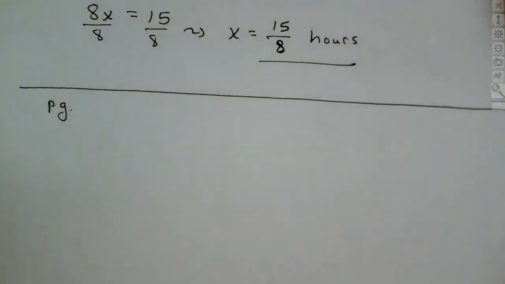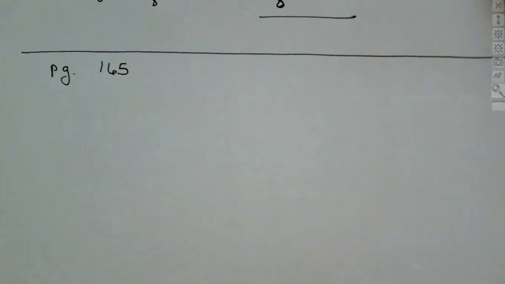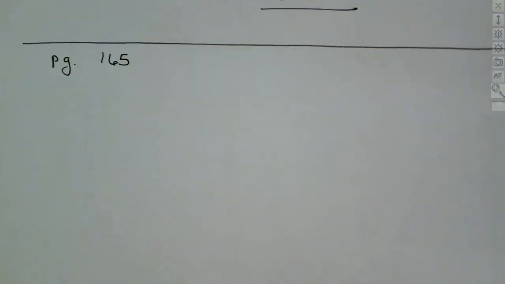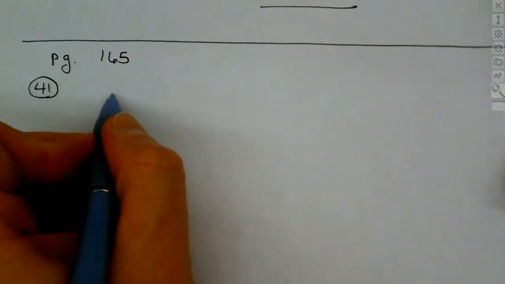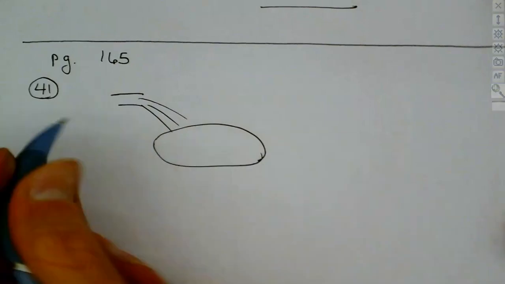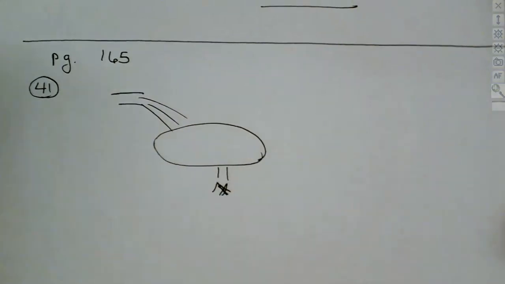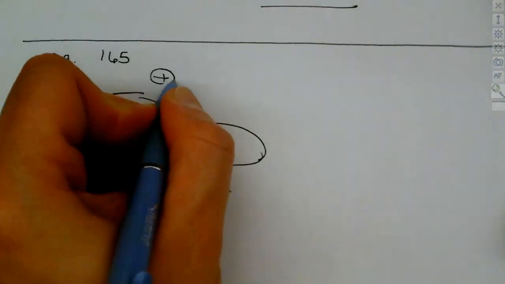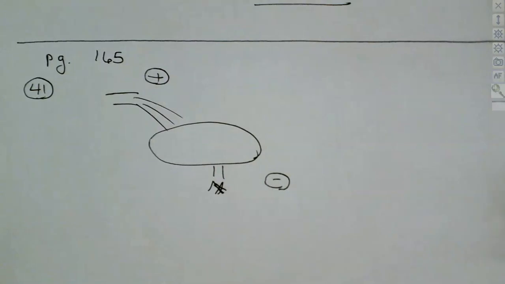And this, by the way, is on page 165, and we are looking at question 41. So we have water going into a swimming pool, and then we've got water going out. Now when water goes in, that's going to be plus. When water goes out, that's going to be a minus.